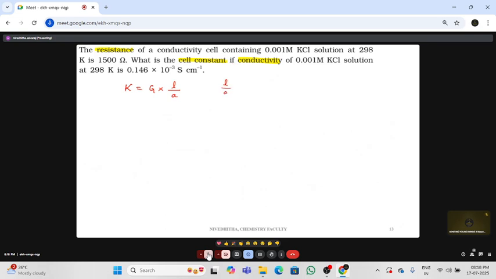We have to calculate L by A. So I'm going to have this L by A on one side and bring the rest of the parameters to the other side. So kappa into 1 by G is equal to L by A. So you have all the values. Please substitute the values carefully and tell me the value of cell constant.